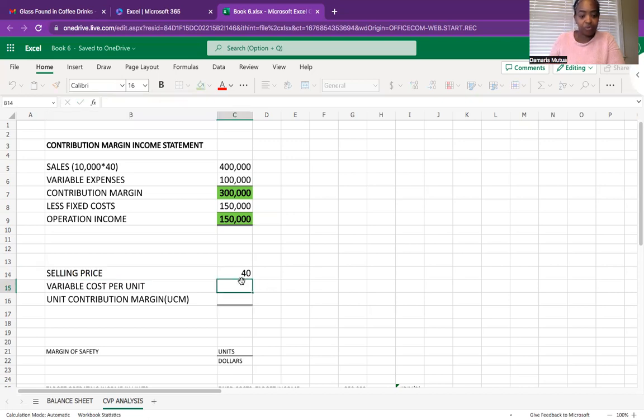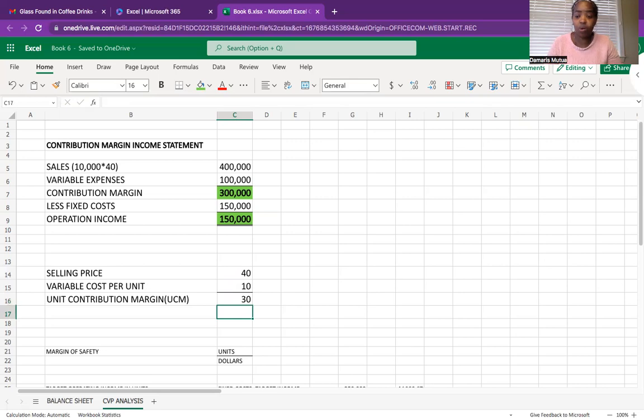Then we have the variable cost. We've sold 10,000 units. The total variable cost is 100,000. So how much is our cost per unit? We get our 100,000 divided by 10,000. That gives us the variable cost per unit is $10. So our contribution margin per unit, the unit contribution margin, is selling price minus the variable cost. That gives us 30. So 30 is our contribution margin per unit.